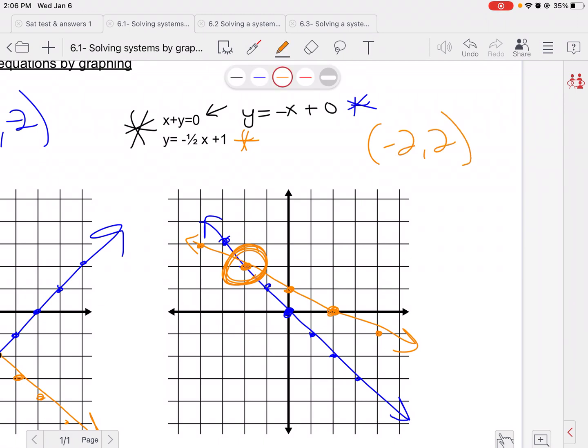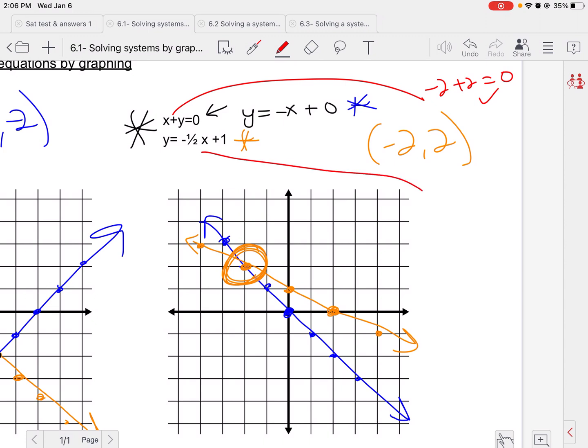Okay, and again, just to make sure I'm correct this time, we can plug that in. So this would be -2 plus 2, which does in fact equal 0. And then if we do here, this would be 2 equals -1/2 times -2 plus 1. Well, -1/2 times -2 is +1, and 1 plus 1 does equal 2. So I know I drew my graph correctly in order to find my ordered pair.